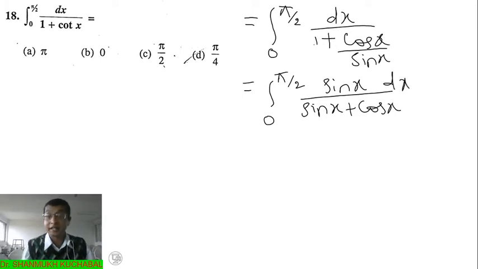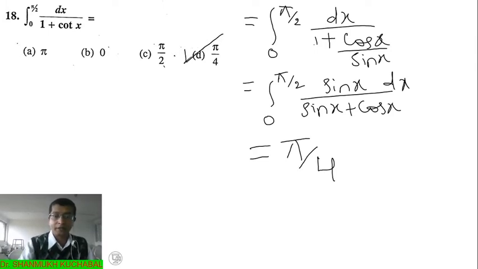So it is a standard form, sin raised to n x divided by sin raised to n x plus cos raised to n x, with limit from 0 to pi by 2. Its value is pi by 4. Therefore the answer for this example is pi by 4. Therefore option D is the right answer. Like this we have to use the important formula. So we'll move to the next example.